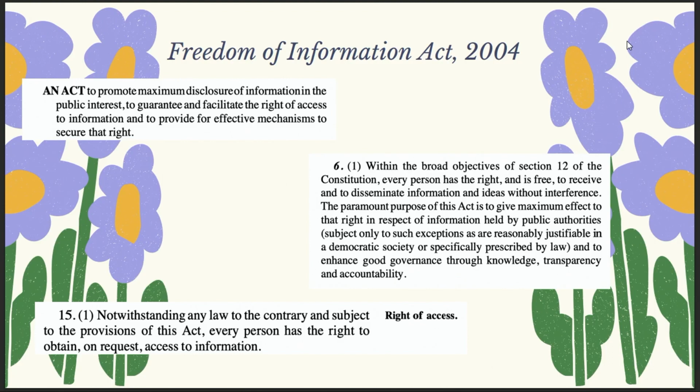But if there is a refusal by the Information Commissioner to provide this information, they have to state clearly the reason why in writing. So they can't just say, well, I don't want to give you that. They have to state why, and they have to cite that it is because of these reasons. It's an exception to the right to access this information. Section 15 of the Freedom of Information Act speaks about the right of access. So notwithstanding any law to the contrary and subject to the provisions of this act, every person has the right to obtain on request access to information.